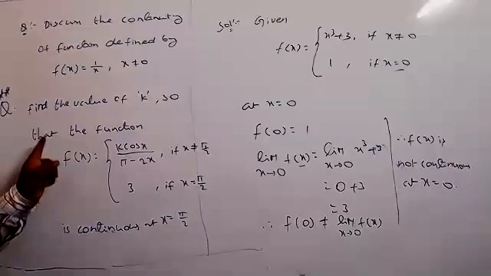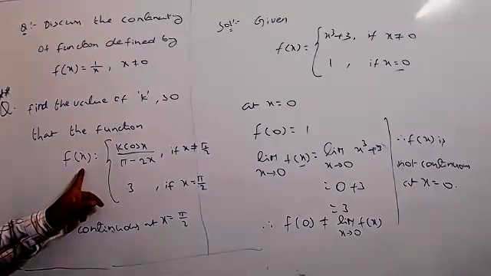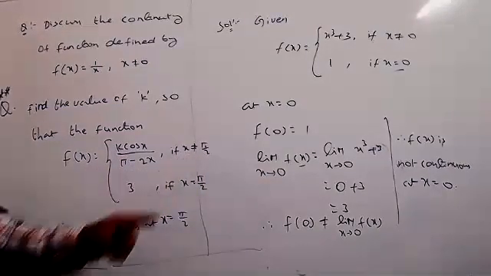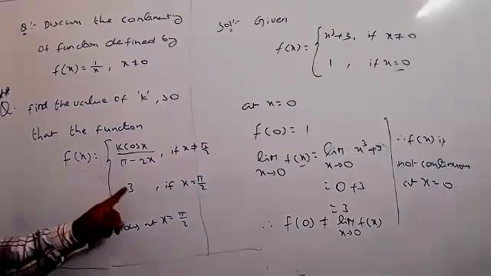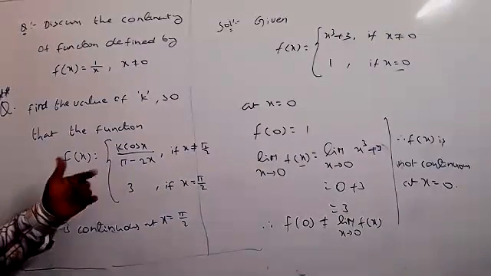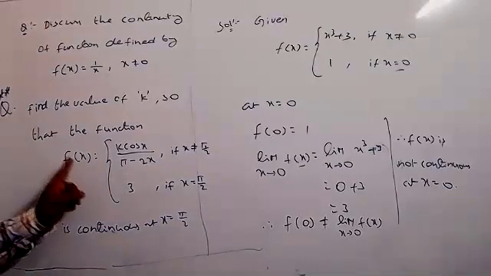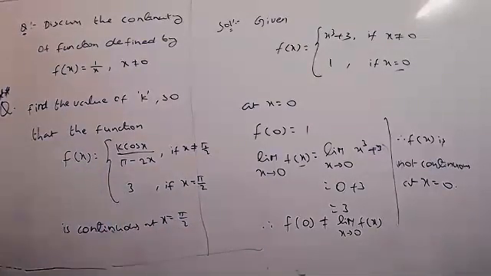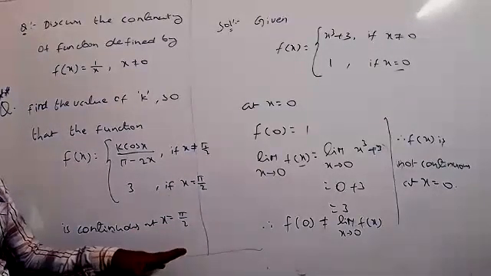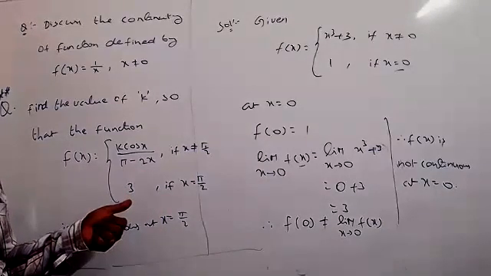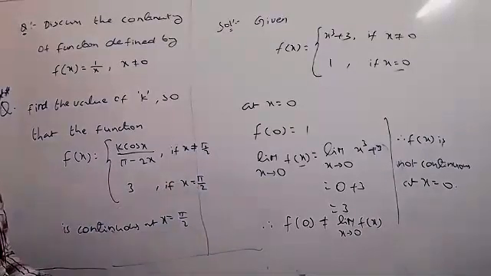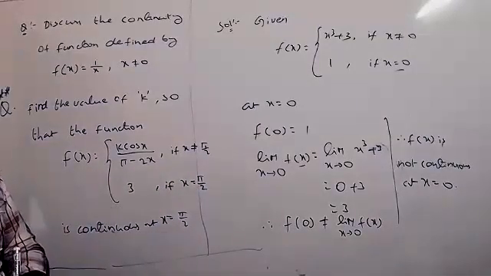Find the value of k so that the function f of x equal to k cos x by pi minus 2x, if x is not equal to pi by 2, and f of x equal to 3 if x equal to pi by 2. But they said very clearly in the problem itself, it is continuous at x equal to pi by 2. That means the limit of the given function equals f of pi by 2. The two values must be equal.